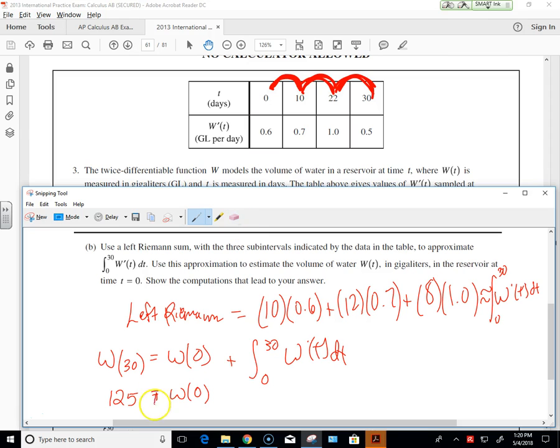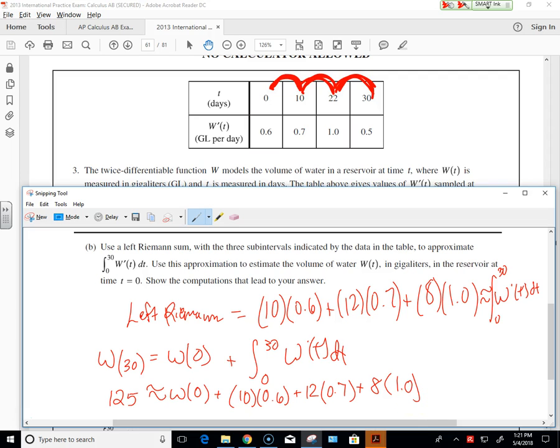As soon as I put the Riemann sum in, it's no longer equals. Now it's approximate, because I'm not solving exactly. I'm using my Riemann sum. Then I can do my 10 times 0.6 plus 12 times 0.7 plus 8 times 1.0. How do I solve?